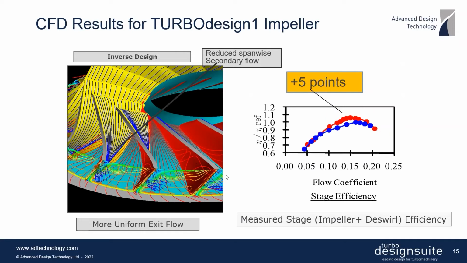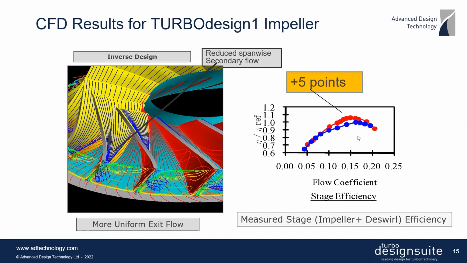And in fact, it was a redesign of the case that we saw earlier. And now you can clearly see the reduction of the secondary flows on the suction surface, resulting in a much more uniform flow at the exit. And in fact, what you see here is the test results from the same test facility that we saw earlier.